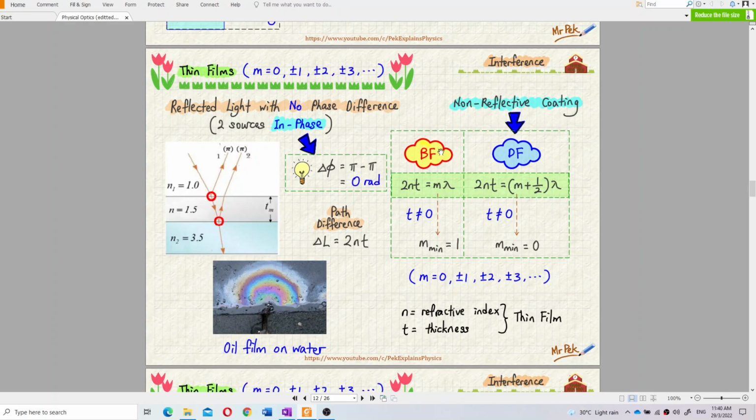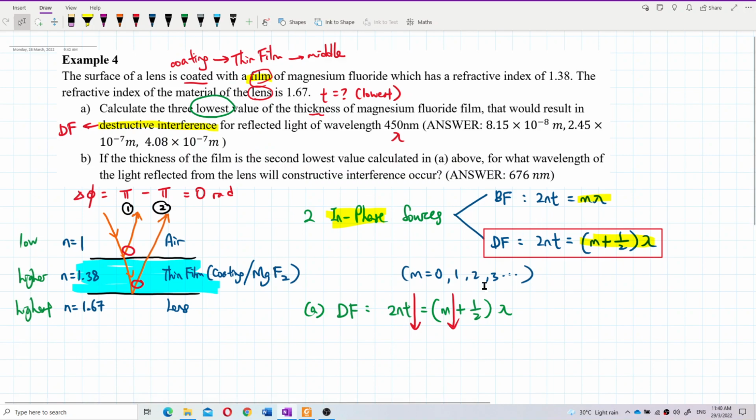Understand? So for bright fringe, the order starts from 1. But for dark fringe, the order starts from 0, because there is a half lambda here. So even if you put m equal to 0, the thickness is still not 0 because of the half lambda.